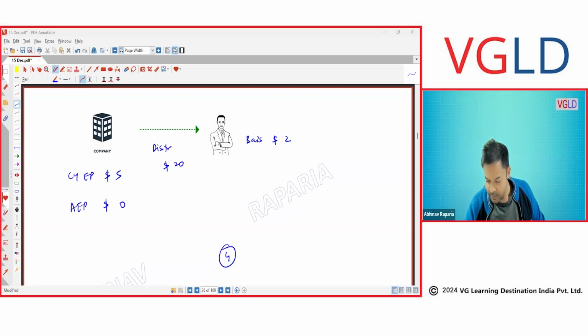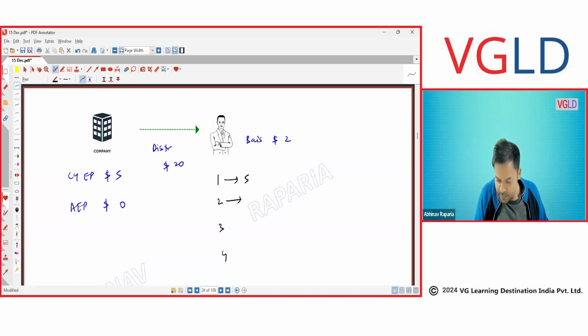Right, guys, it's an important topic. Shani also answered. 1 is 5, 2 is 0, 3 is 2, 4 is neutral. Simple.